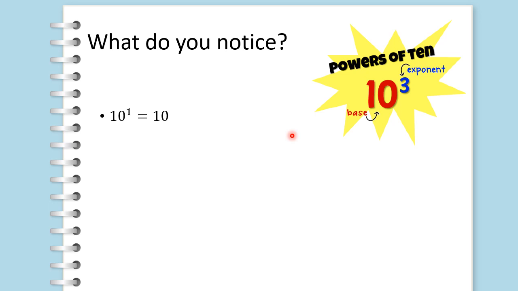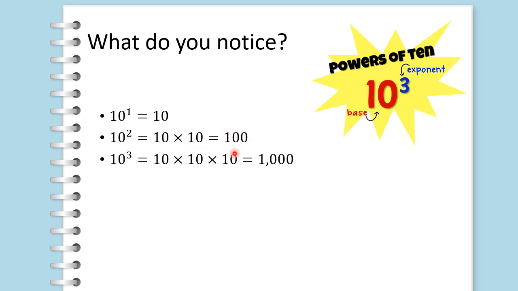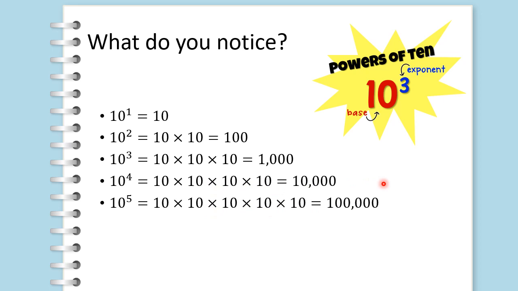10 power 1 is 10. 10 power 2 is 100. 10 power 3 is 1000. 10 power 4 is 10,000. So what can you notice? Power 1, 10. Power 2, 2 zeros. Power 3, 3 zeros. Power 4, 4 zeros, and so on.